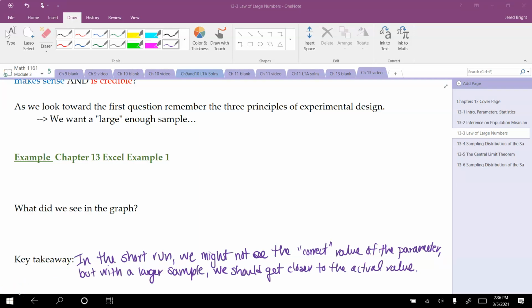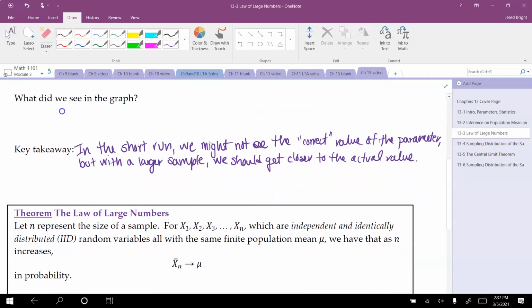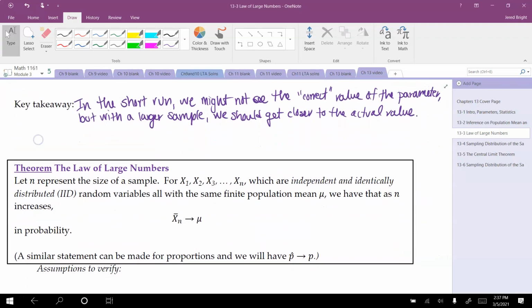Okay, so in the short run, we're probably not going to hit that mark that we want, but if we get a larger sample or increase the sample size, that's the equivalent idea, we should get closer to the actual value. Okay, and that idea is a direct result from what mathematicians and statisticians have called the law of large numbers. Okay. Now this is the technical language. As some of you are seeing this and thinking, oh my God, what are we doing? But it's okay. Let's just walk through this.